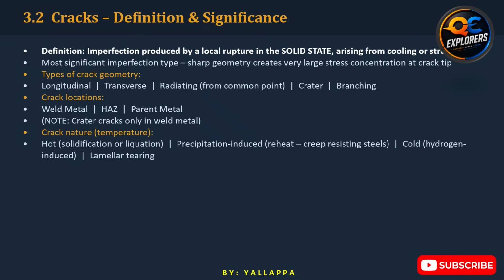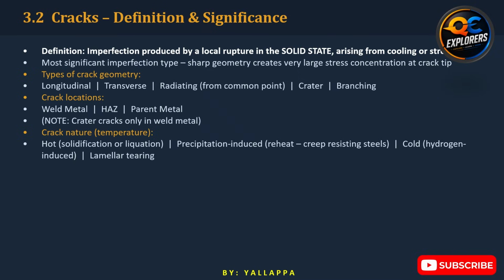The slide also introduces several crack geometries. A longitudinal crack follows the general direction of the weld. A transverse crack crosses the weld direction. A radiating crack develops from a common point. A crater crack forms in the weld crater at the end of a weld run. A branching crack divides into multiple paths. Location is equally important. Cracks may occur in the weld metal, heat-affected zone, or parent metal. Finally, we classify cracks according to their formation mechanism, such as hot cracking, precipitation-related cracking, hydrogen-induced cracking, and lamellar tearing.